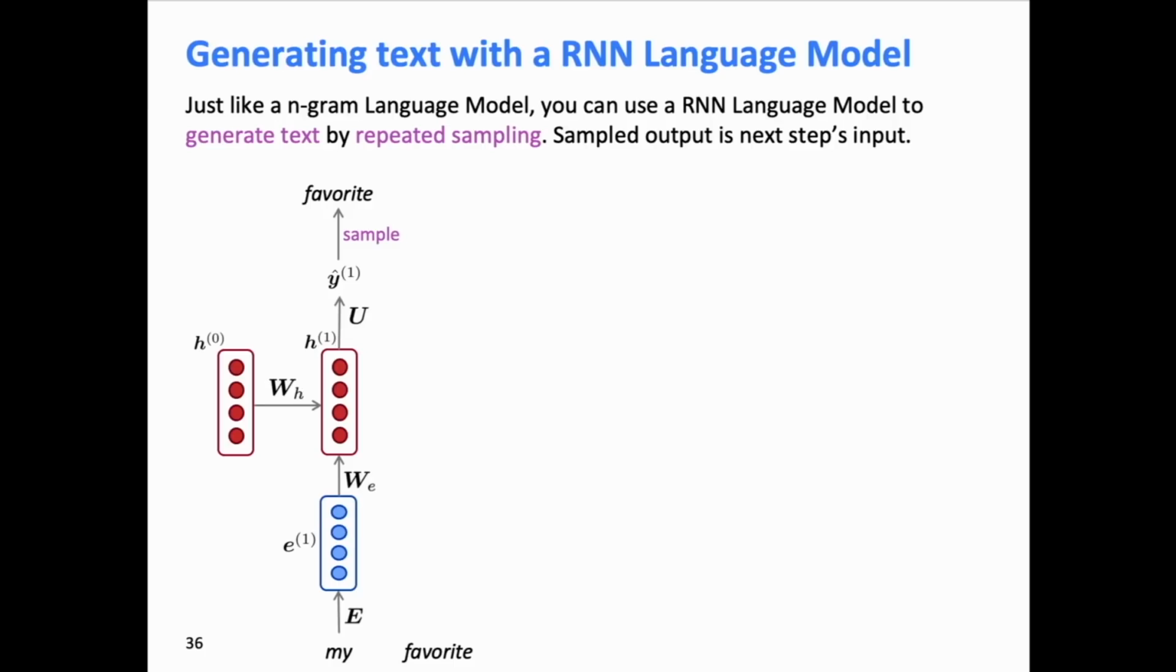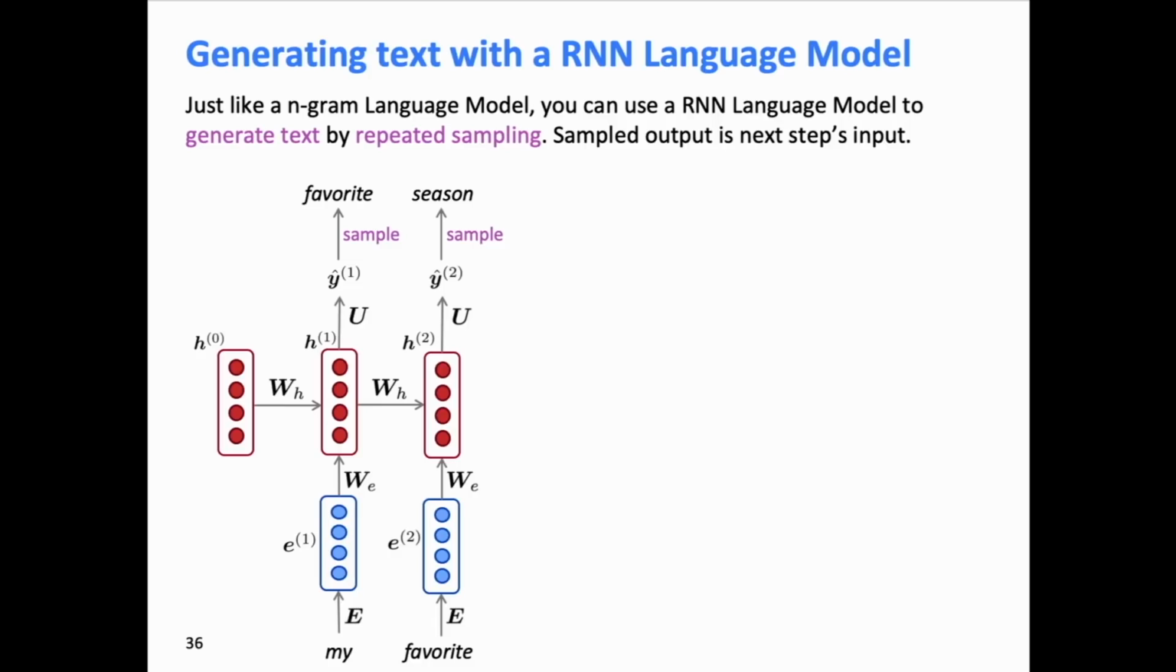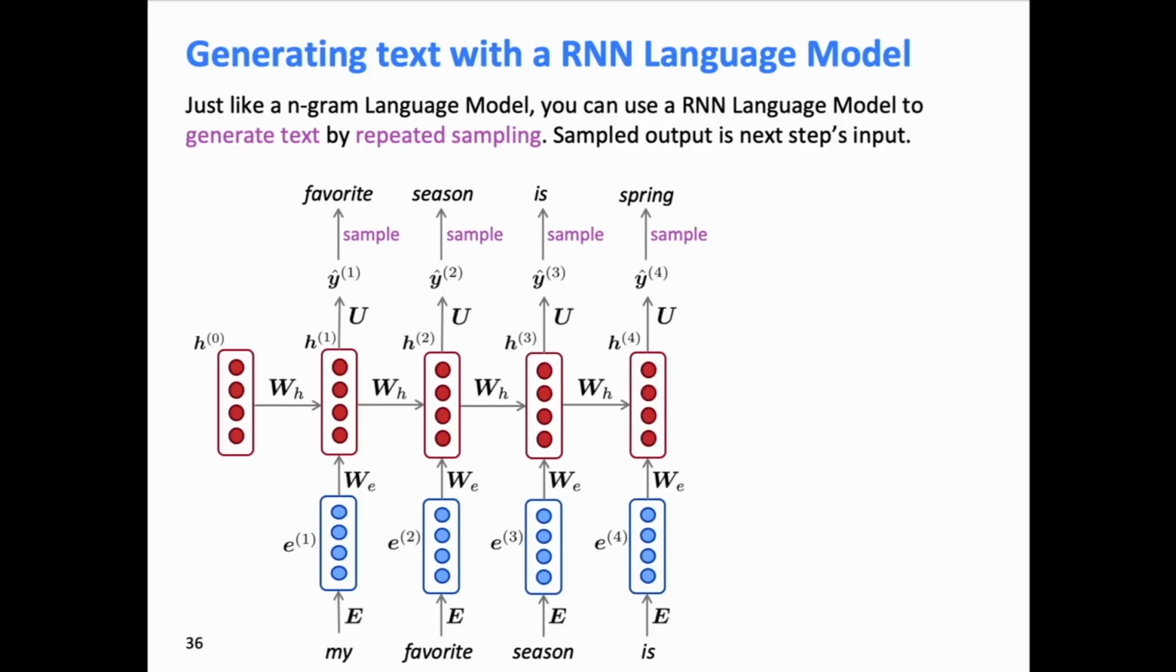So we feed favorite into the second step of the RNN, we get a new hidden state, and again we get a new probability distribution, and from that, we can sample a new word. So we can just continue doing this process again and again, and in this way, we can generate some text. So here we've generated the text, my favorite season is spring, and we can keep going for as long as we like.